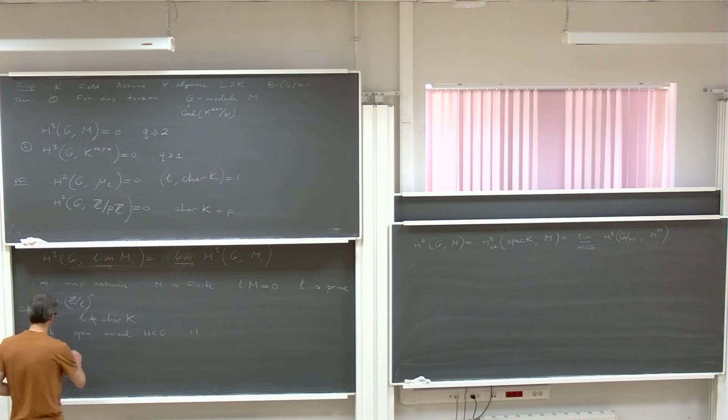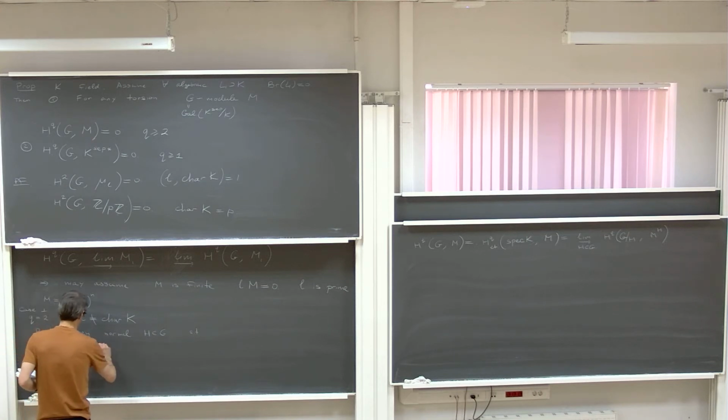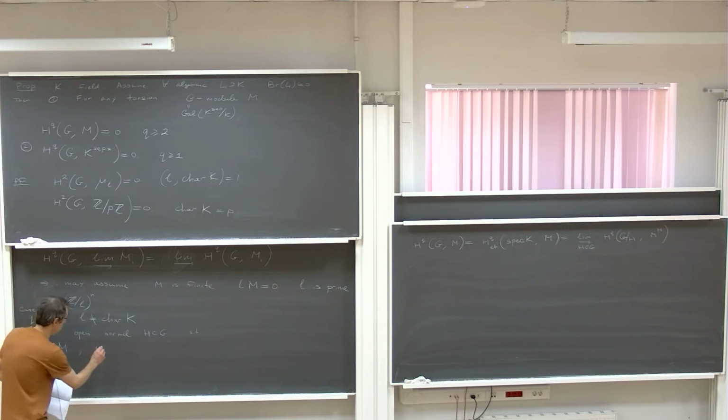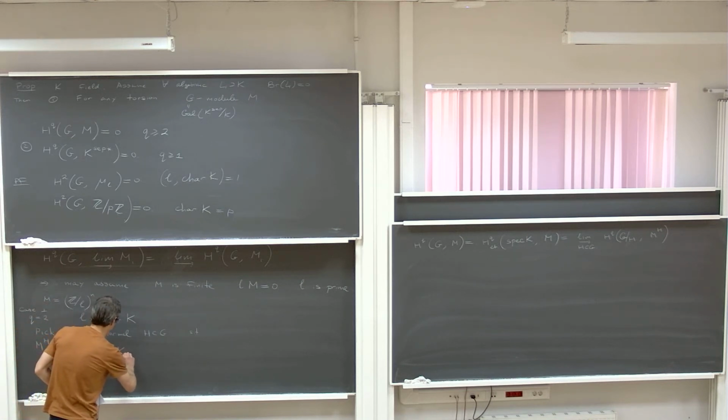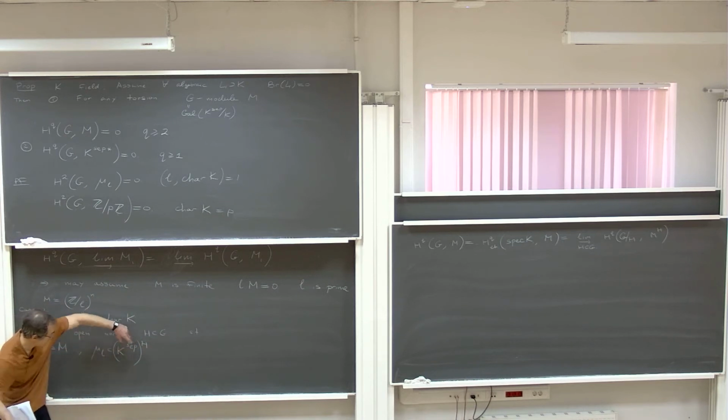And secondly, mu L, these are groups of roots of unity in K separable, but I want them to be H invariant, so they belong to this finite extension corresponding to this subgroup. Okay.